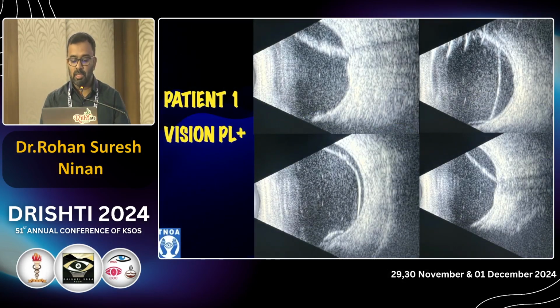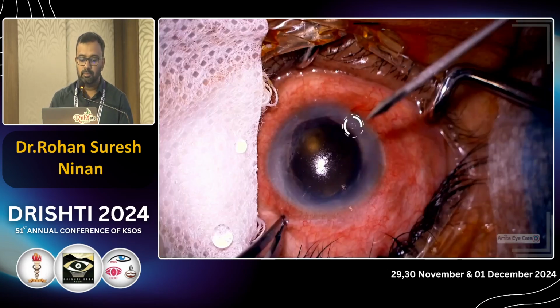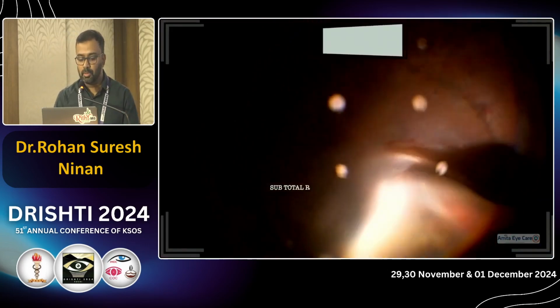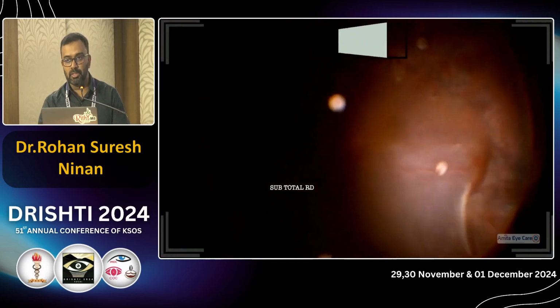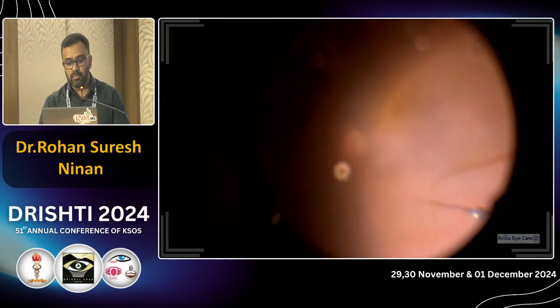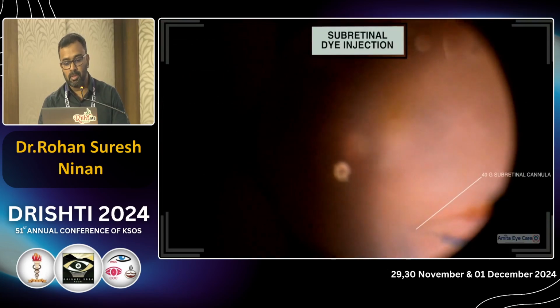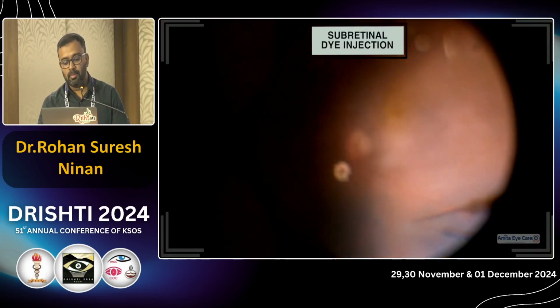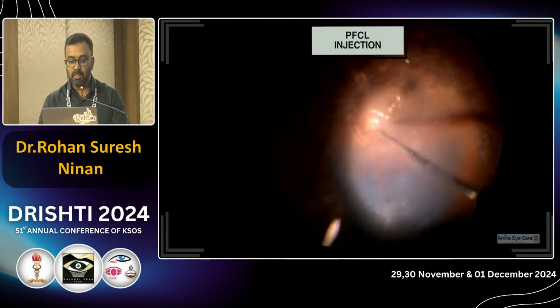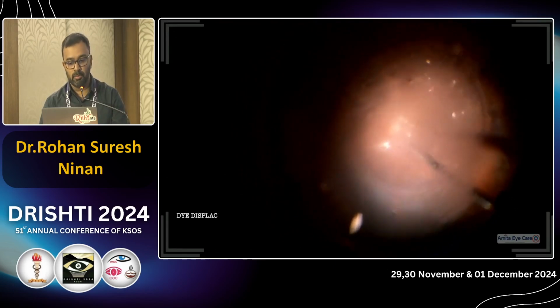The first patient had undergone a vitrectomy for re-RD 3 months back, and presented with dispersed PH and a subtotal RD. After aspiration of the dispersed heme, a break could not be found, so subretinal injection was considered. So BBG was taken in a subretinal injector with reduced PFI pressure and injected subretinally. After displacement with PFCL, you can see the bloom of the dye emitting at the 2 o'clock position.